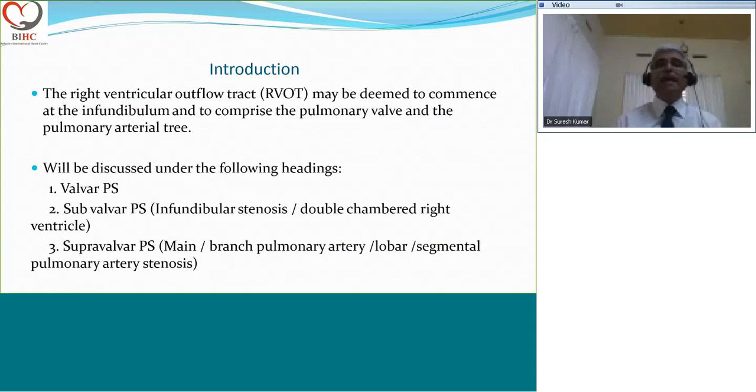Therefore, I'll discuss today's various topics under the headings valvar pulmonary stenosis, subvalvar pulmonary stenosis, referring specifically to infundibular stenosis and double-chambered right ventricle, and supravalvar pulmonary stenosis, where we would refer to main or branch pulmonary artery stenosis and even lobar and segmental arterial stenosis in the pulmonary arterial tree.